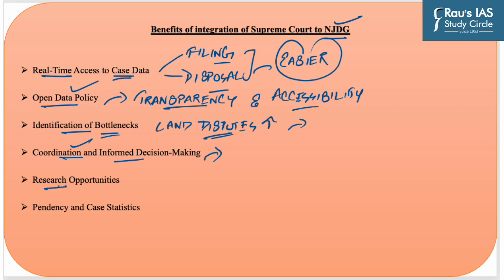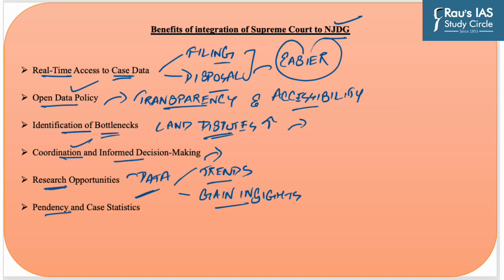Next is research opportunities. Now, researchers and legal scholars can use this data to analyze trends, study case outcomes and gain insights into the functioning of the Indian judicial system. Last is pendency and case statistics. Now, NJDG works as a monitoring tool to identify, manage and reduce pendency of cases.